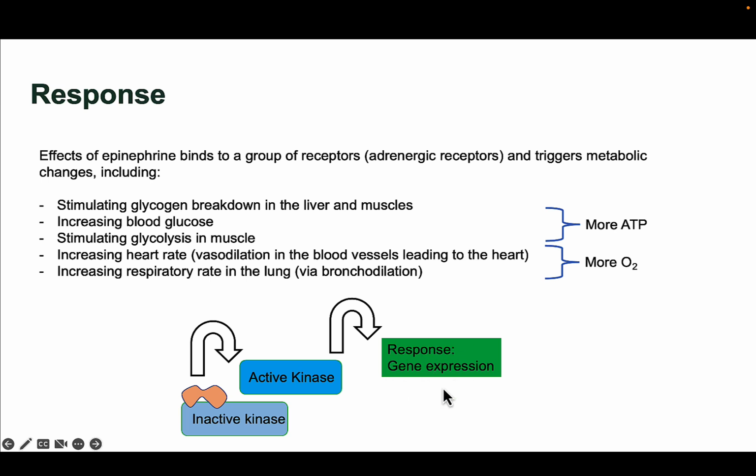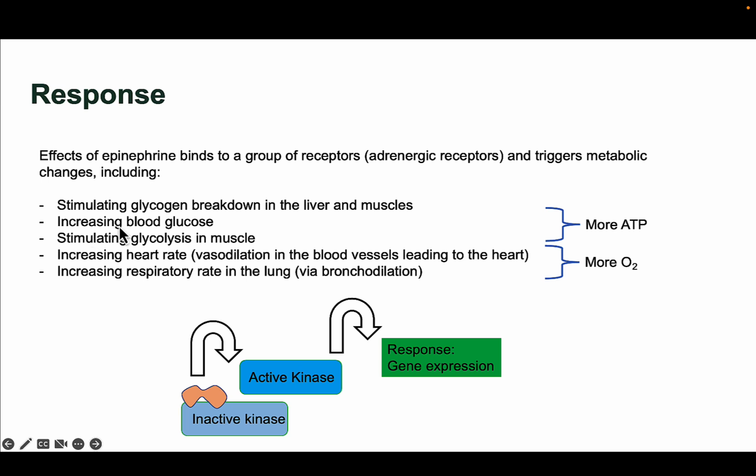So I said we triggered a gene response. And what would that response look like if we were considering the effects of epinephrine? These bind to a group of receptors called adrenergic receptors. And there are different adrenergic receptors on different cells. But overall, they're all going to trigger some metabolic changes, okay? So in liver and muscle cells, binding of epinephrine to their adrenergic receptors is going to stimulate glycogen breakdown. So it's going to cause glucose to be released.